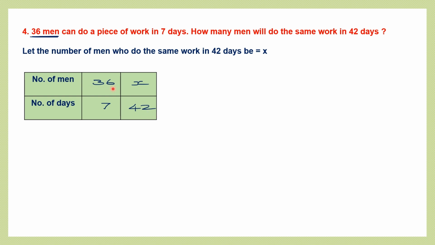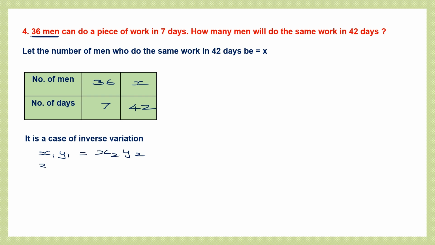That means we don't need 36 men. If there are 36, they'll finish it fast. But if there are many days, we need only fewer men. So when the number of days is increasing, the number of men is decreasing. So this is a case of inverse variation. So in inverse variation, remember, we have to take the product. X1, Y1 is equal to X2, Y2. So let's do that. X1 into Y1 is equal to X2 into Y2.